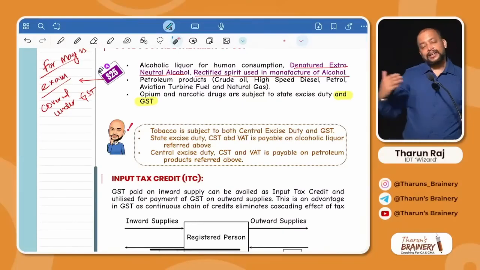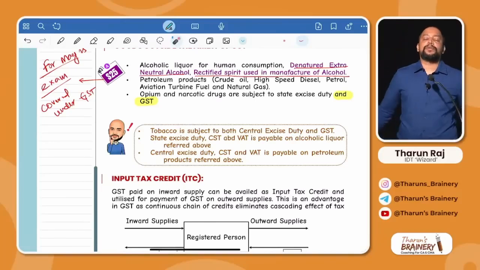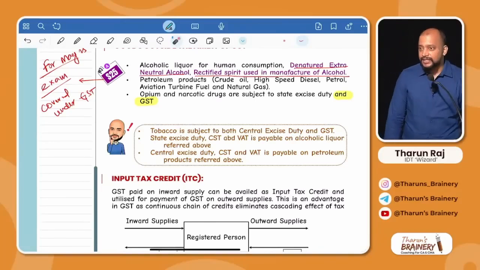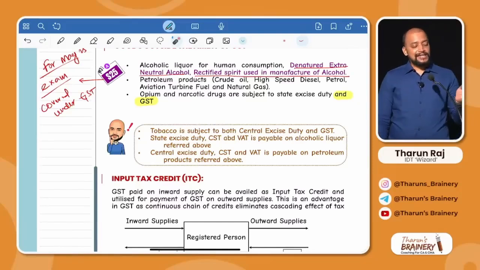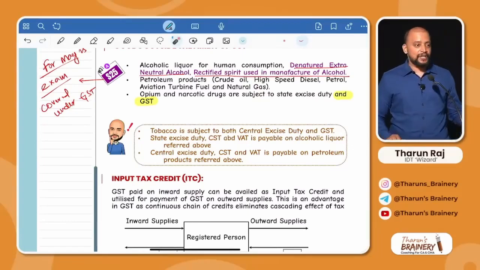Is it clear? Next. On petroleum products, what are the taxes applicable at present? Central excise duty, then sales tax and VAT. On manufacture, refineries need to pay central excise duty, and upon sale, CST or VAT. If it is interstate sale, CST. If it is intra-state sale, VAT will be payable.